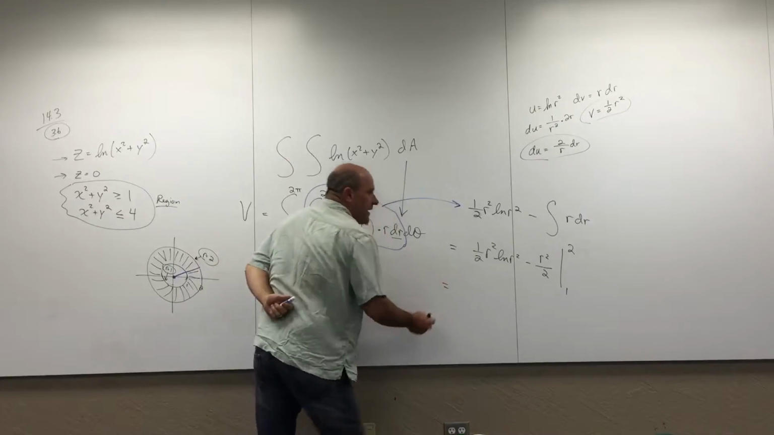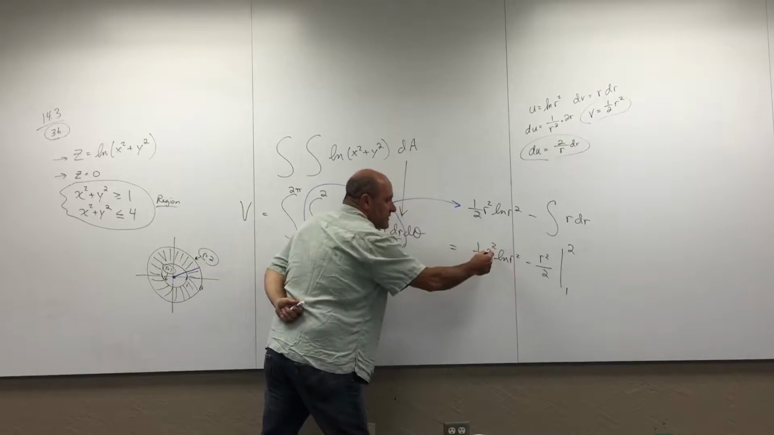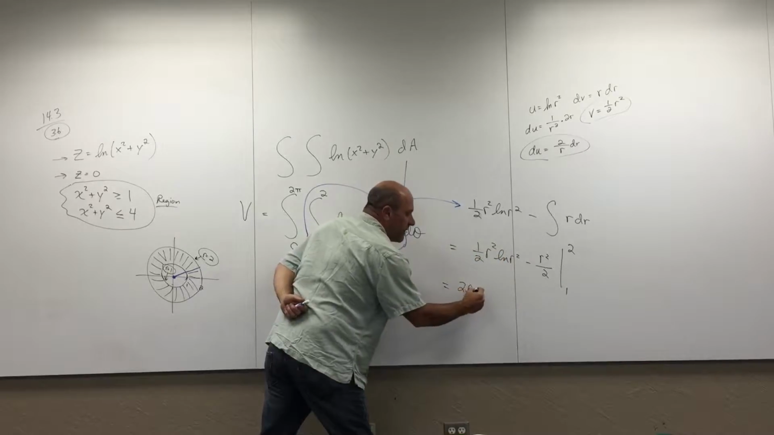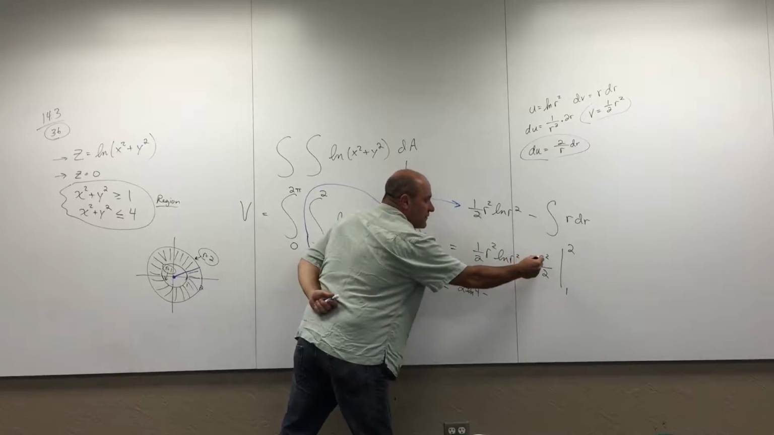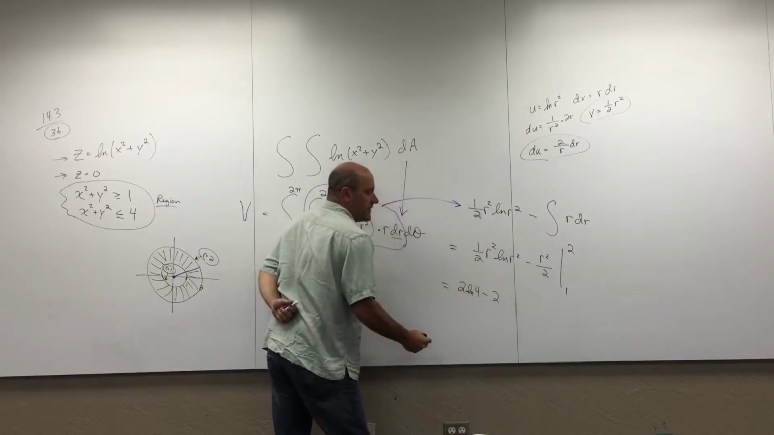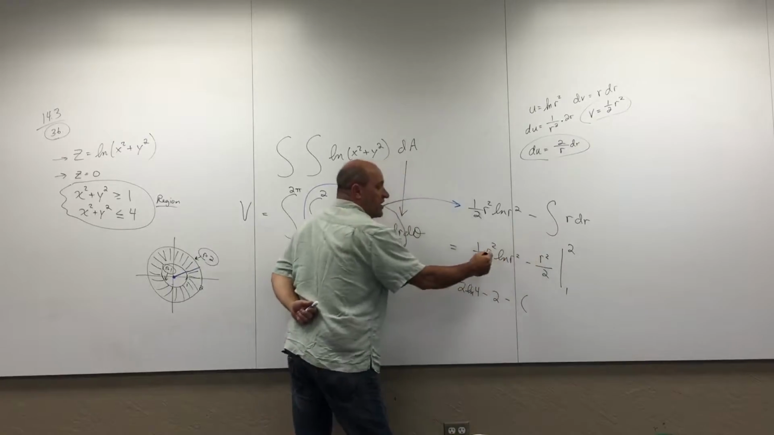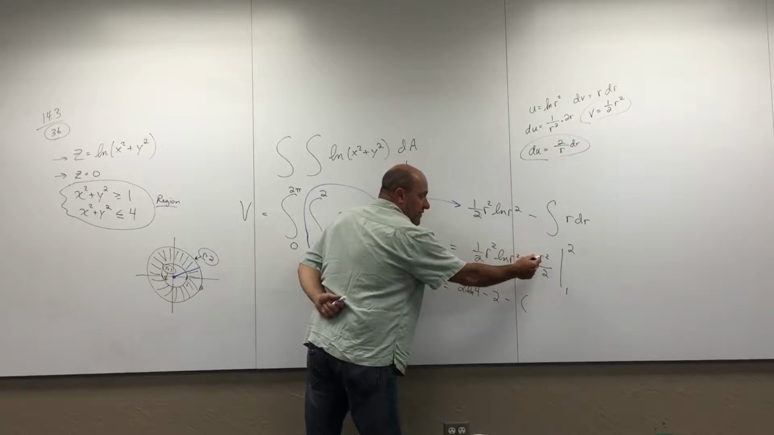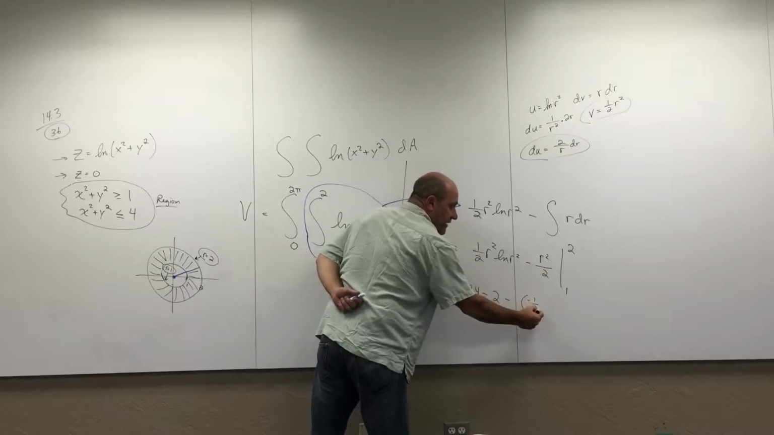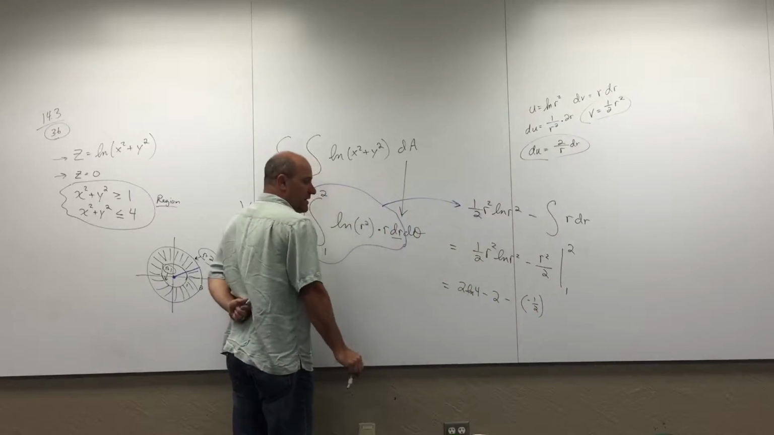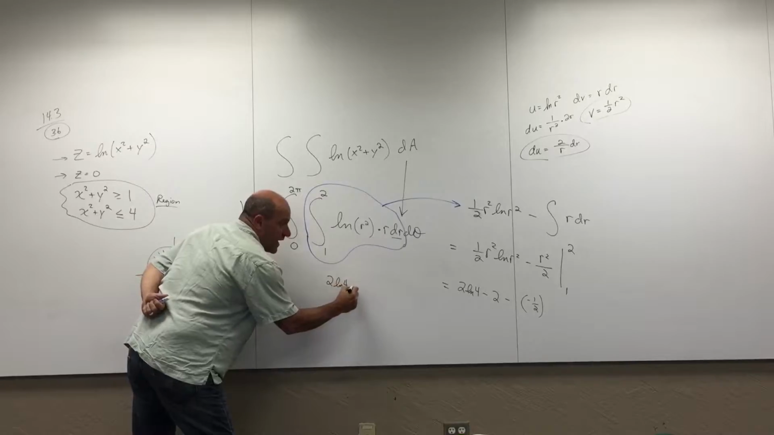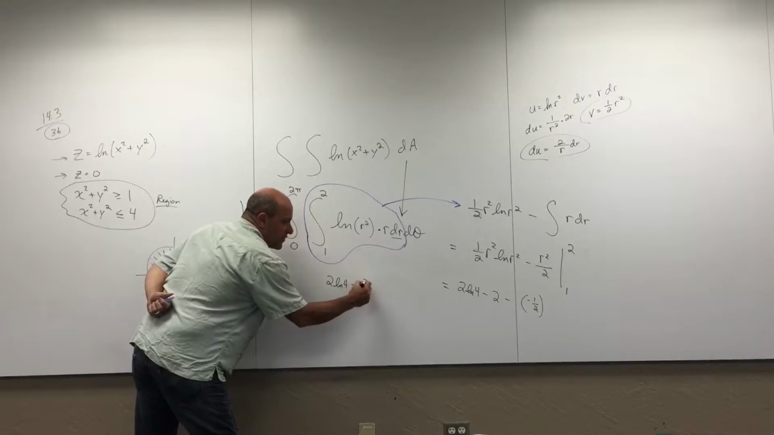Let's do it. I'm plugging in a 2. When I plug in a 2, I get 4 over 2, I get a 2. 2 ln of 4 minus, when I plug in a 1, the ln of 1 is 0. But I do get this negative 1/2 right here. So there's my answer: 2 log 4 minus 3/2.